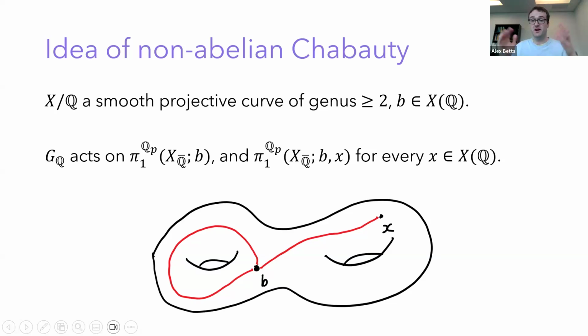And one of the features of this theory is that, because we're working in the world of arithmetic geometry, these fundamental groups and these path torsors don't just exist on their own as an abstract group and an abstract set, but they actually come with actions of the Galois group of the rational numbers. So if you have a loop based at B or a path from B to X, and you apply different elements of the Galois group, you end up with a sequence of different loops and paths.